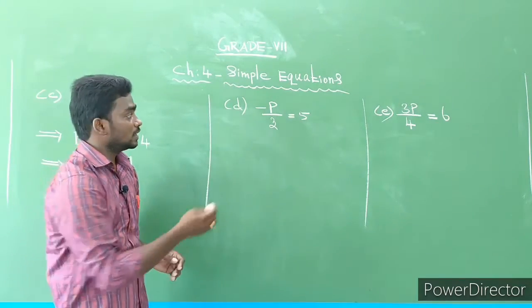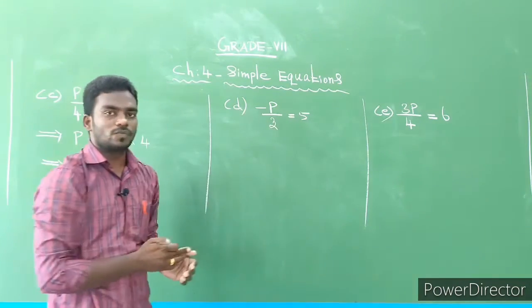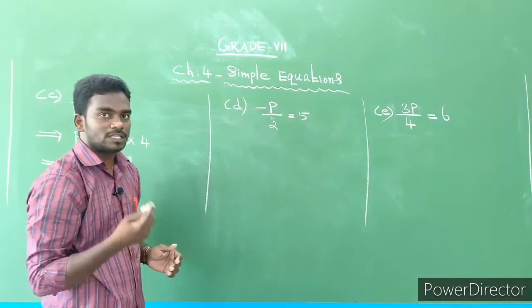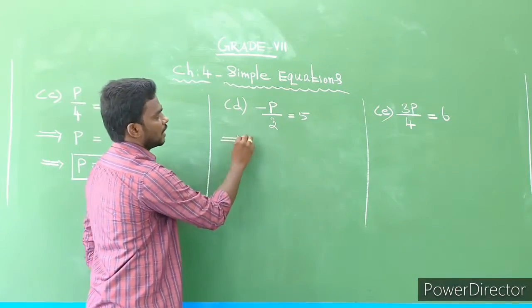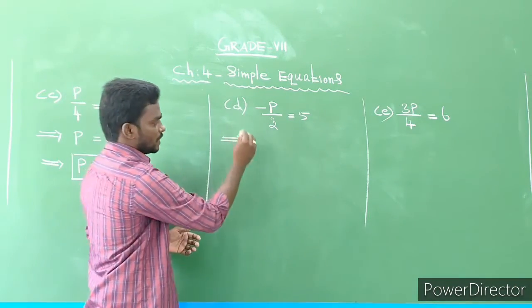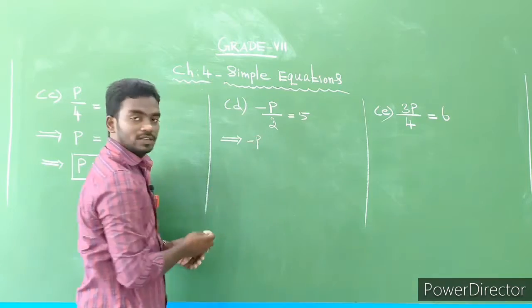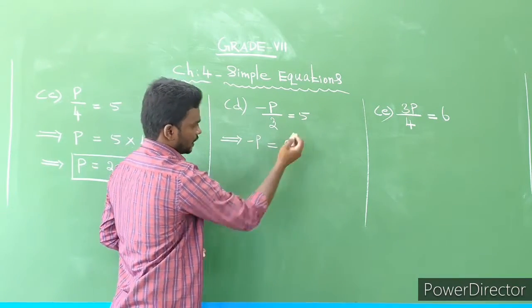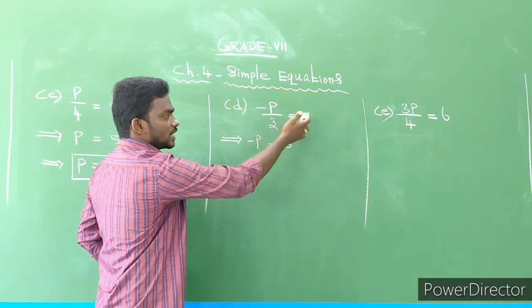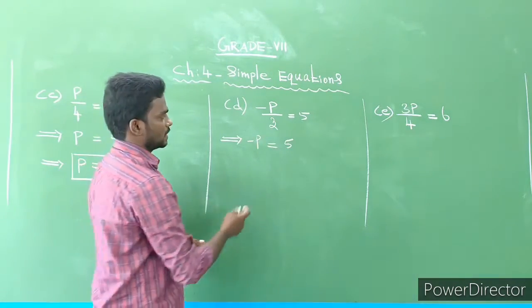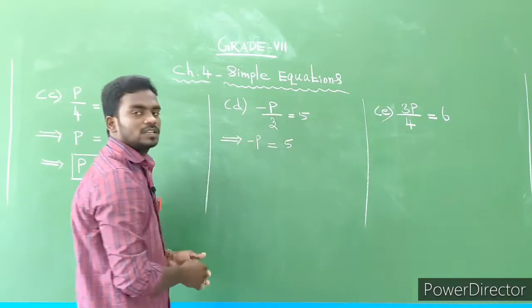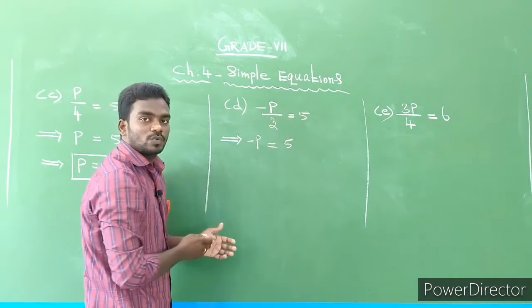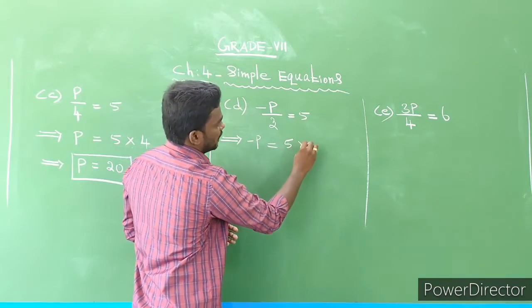Next, our D question: minus p by 3 is equal to 5. How to solve this? We keep the value minus p on the left side, which is equal to the right side value, that is 5. And this 3 is transposed into what? Multiplication. 3 is division on the left side, which transposed to the right side becomes multiplication.